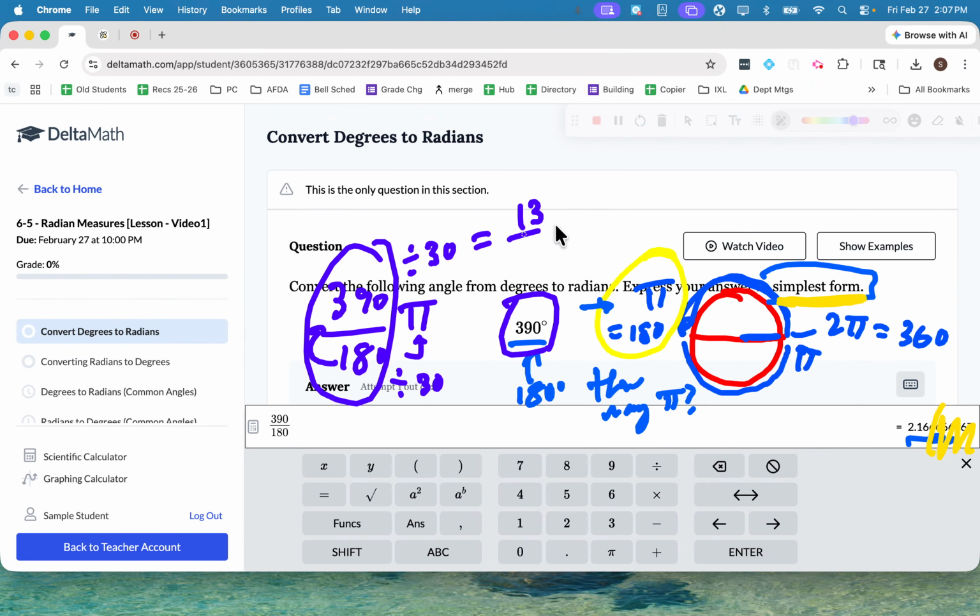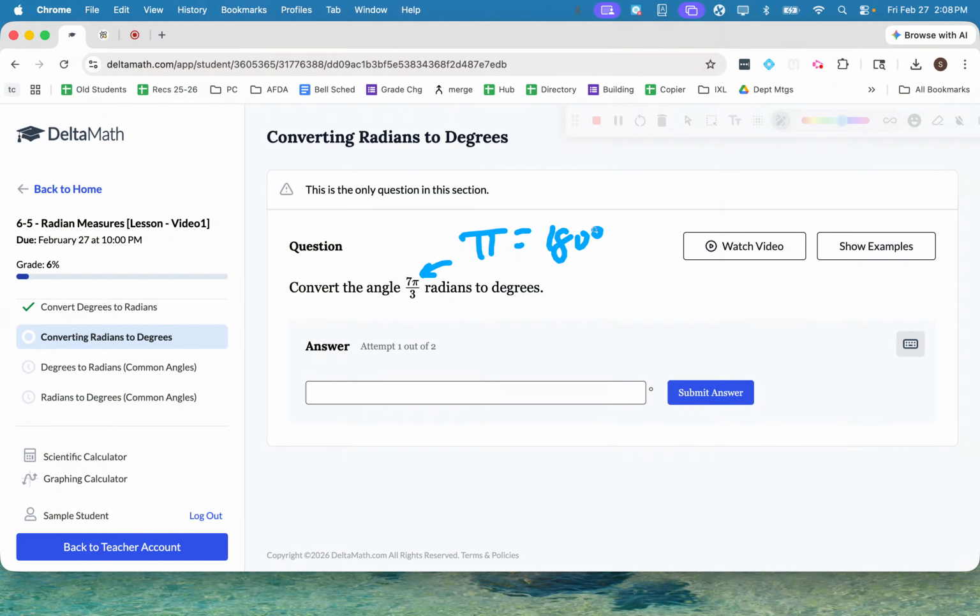Radians to degrees, it's the same process, but backwards. Remember, every pi is worth 180 degrees. So really, if you just replace that pi with 180 and calculate that, that should be the number of degrees we're talking about.